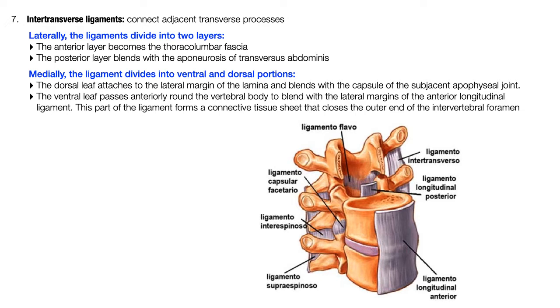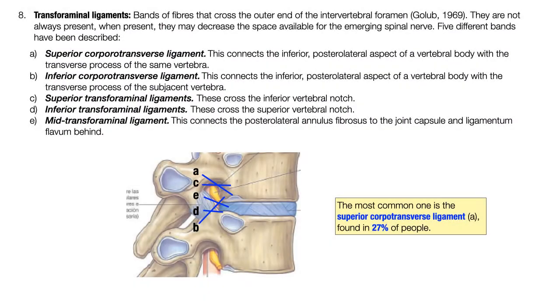Medially, it has ventral and dorsal portions. The dorsal part merges with the zygapophyseal joint capsule, and the ventral one merges with the anterior longitudinal ligament. This ventral part may partially cover the intervertebral foramen, in which case different fibers may be distinguished, and these fibers are known as the transforaminal ligaments. Important because if they get inflamed, they may squeeze the spinal nerve. Not everyone has these ligaments.